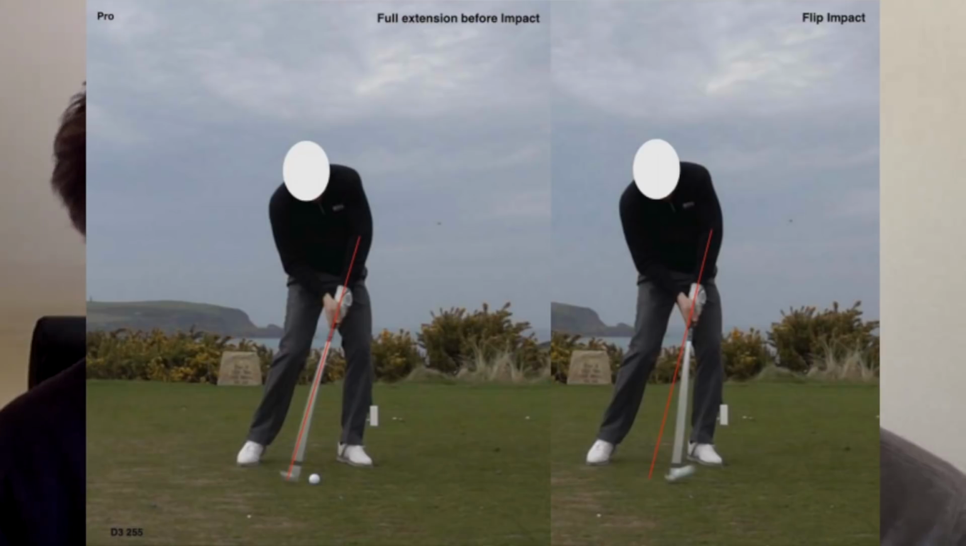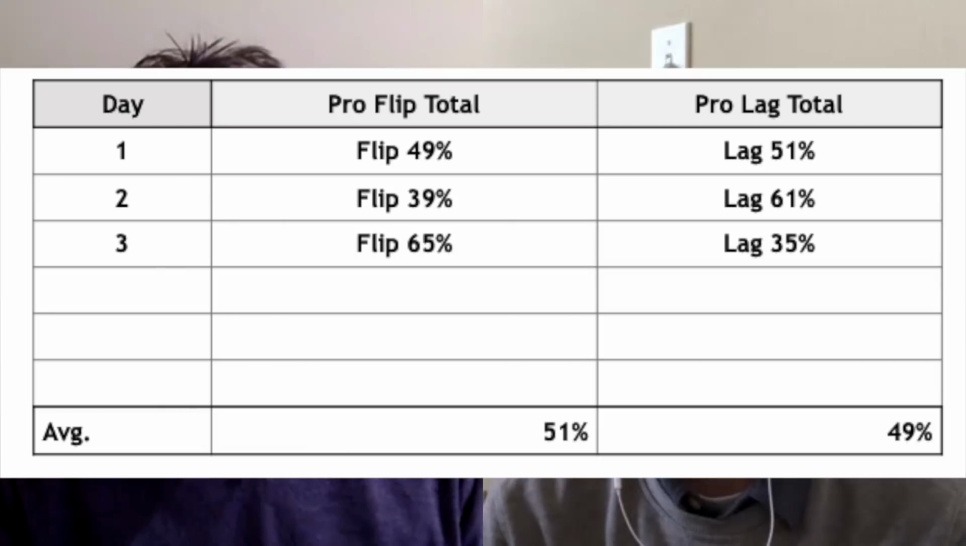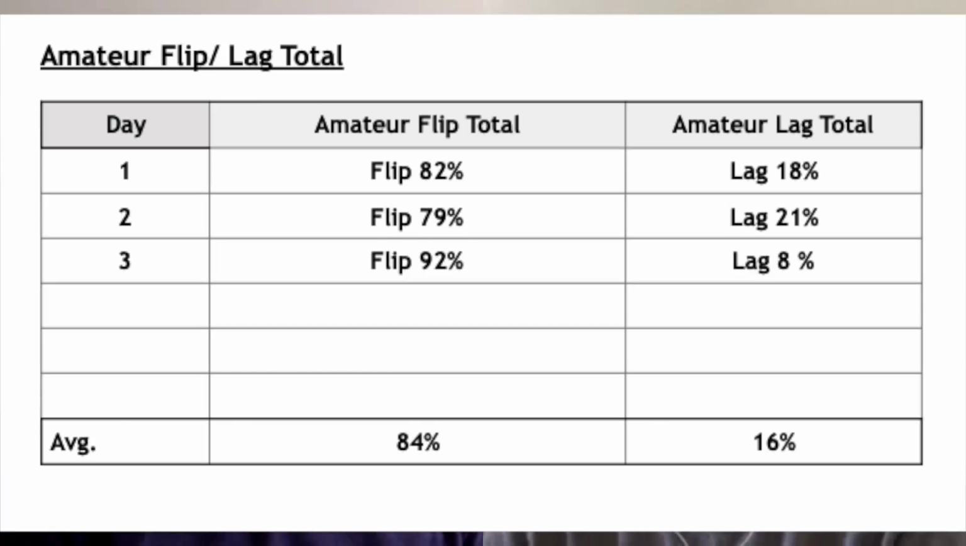And what was fascinating is that this isn't just a problem that high handicap weekend amateurs have. This goes right into the professional game. I mean, we established that 51% of pros reach a flip impact. I had no idea. And then it was 84% of amateurs reach a flip impact.